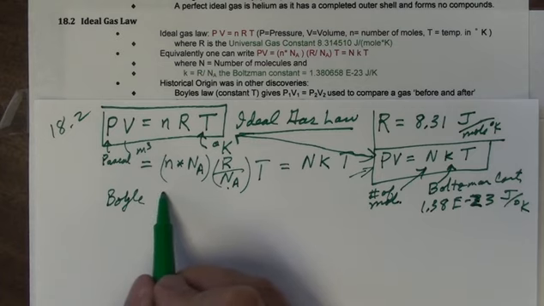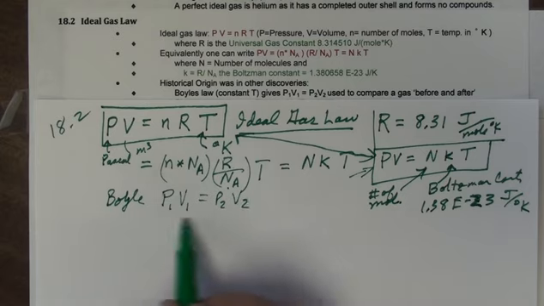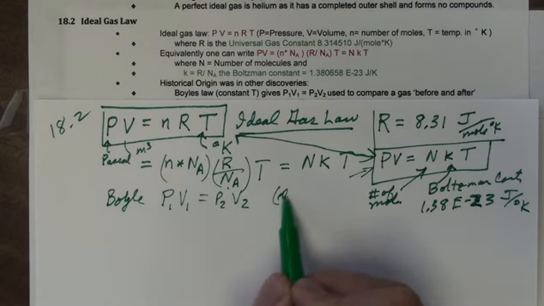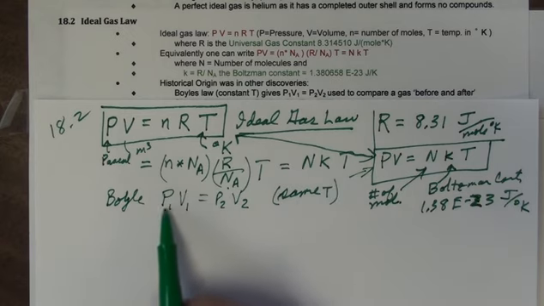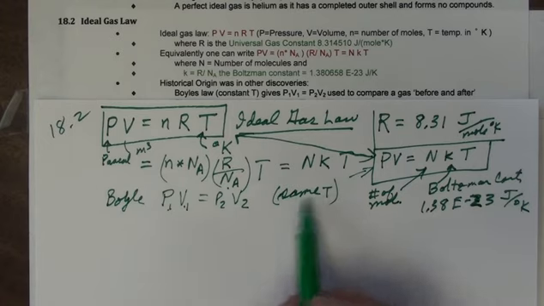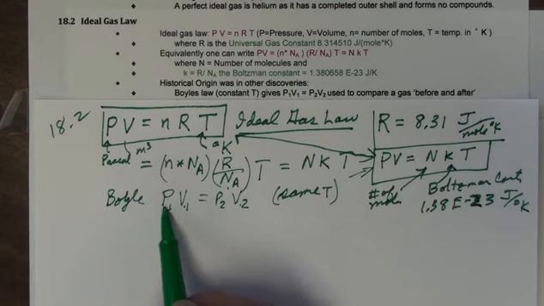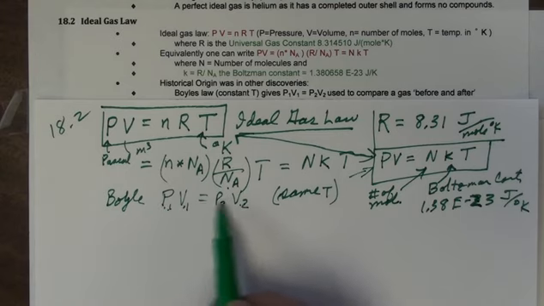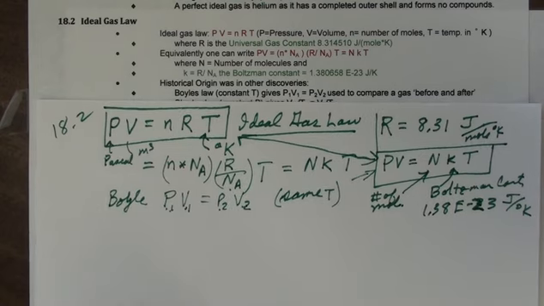Boyle said, temperature is constant, P1 V1 is equal to P2 V2. Same, let's say the same temperature. So if I have a gas, take the pressure times the volume, and I keep the temperature constant, but I change one of these, then obviously if I double the pressure, I must halve the volume, or double the volume, I must halve the pressure. So that was originally discovered by Boyle, and it makes sense.